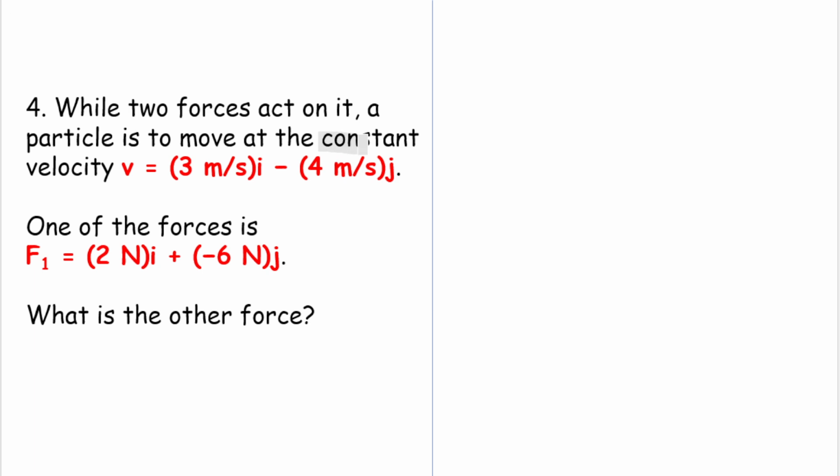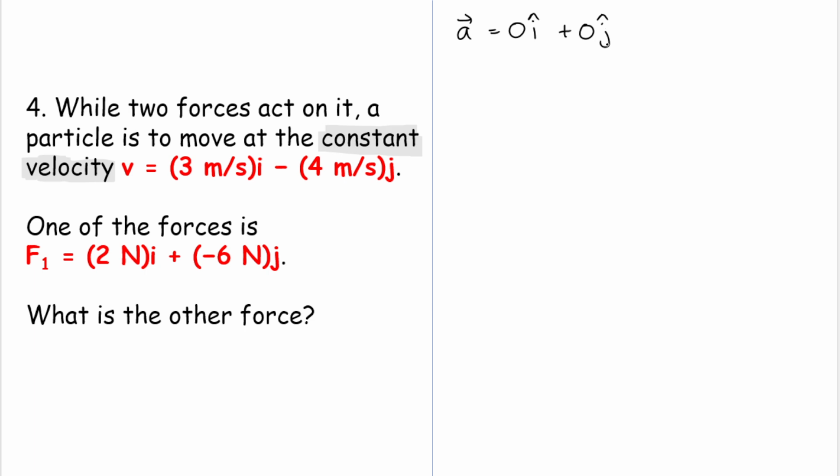Because we have this constant velocity. What does constant velocity mean? It means that it does not move with an acceleration. So here we will have our acceleration equal to 0 in both directions. So we have 0i, and I also have 0j here.